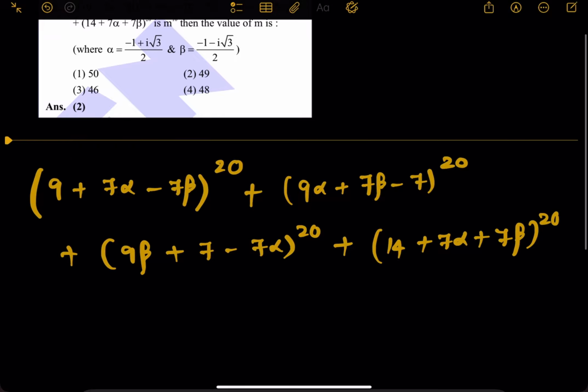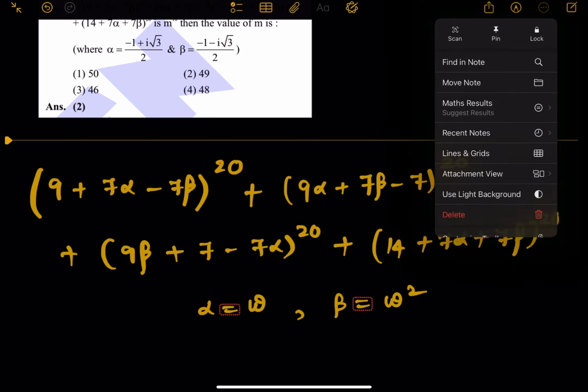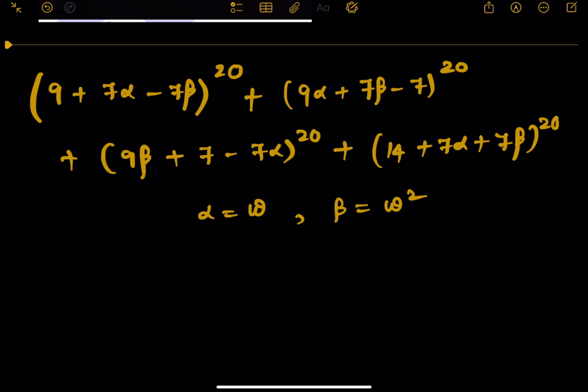So it is given that α equals ω and β equals ω². This is what is given in the question. So you have to be very smart when you are solving these kinds of questions. Why did they give you such huge expressions? If it is very difficult to compute such huge expressions, they will not put it on the test. The fact that it is there on the test and the expressions in front of you are very huge itself says that there must be a trick to solve this question. All right. And what is the trick?